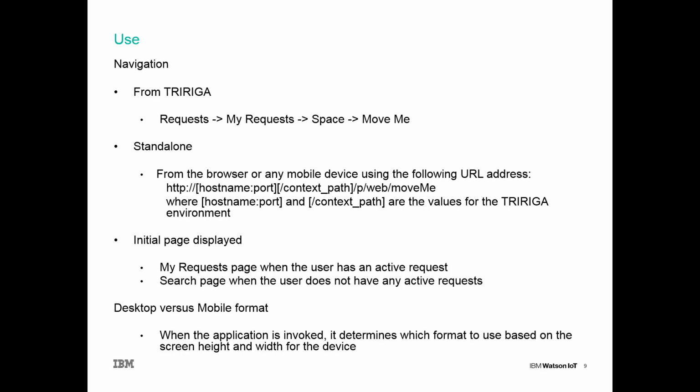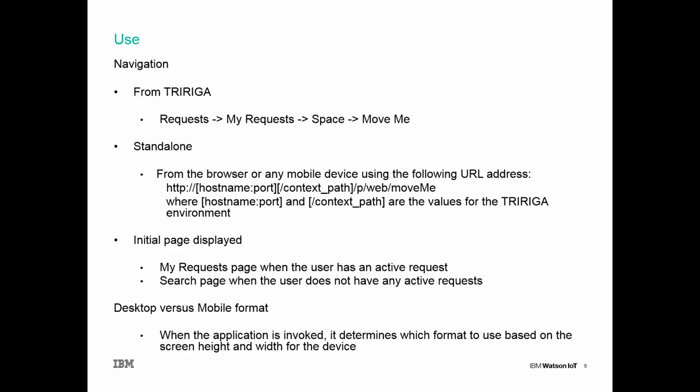When the user invokes the application with either method, the first thing the application does is determine whether the user has an active request or not. If they have an active request, the My Request page is displayed. If they don't have an active request, that page is bypassed, and the user is sent automatically to the search page so they can get started looking for available rooms.